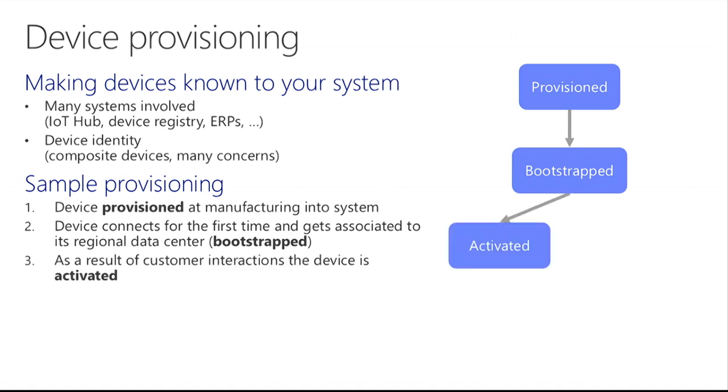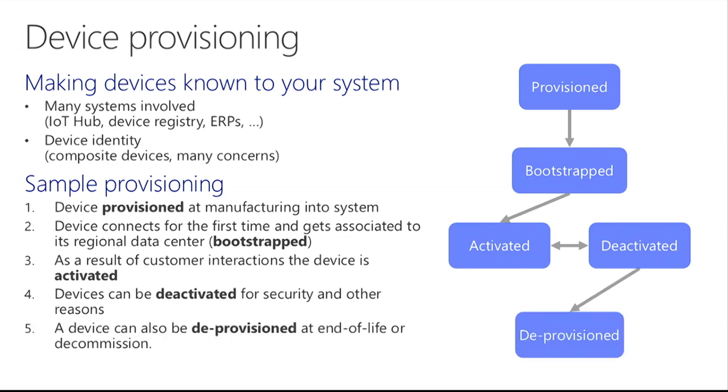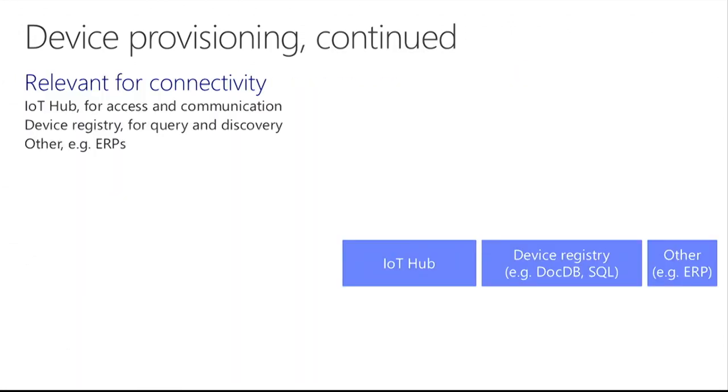Not only that, as a result of a customer interaction, the device is actually activated and allowed to connect to the system. As a result of some events that could be related to security or other reasons, it could also be deactivated and finally deprovisioned. All of these steps and the various functionality that you want to enable at any point of your provisioning flow are very much application dependent and touch many systems. In this specific talk, we're just going to focus on the ones that are relevant for connectivity.